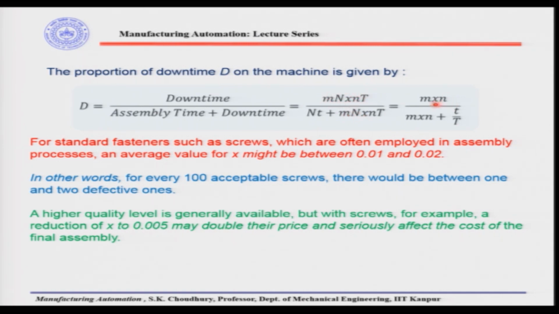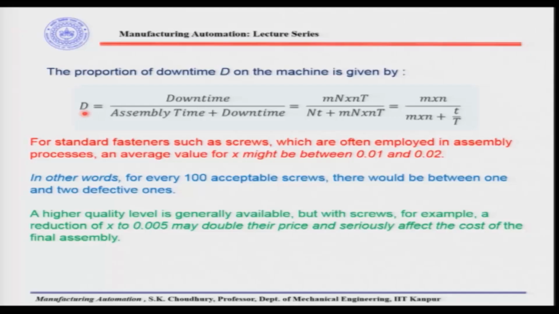So, that can be simplified to m x n divided by m x n plus t by T. For standard fasteners such as screws, which are often employed in assembly processes, an average value of x might be between 0.01 to 0.02. Now, why are we discussing this x? Because x is the quality level of parts.